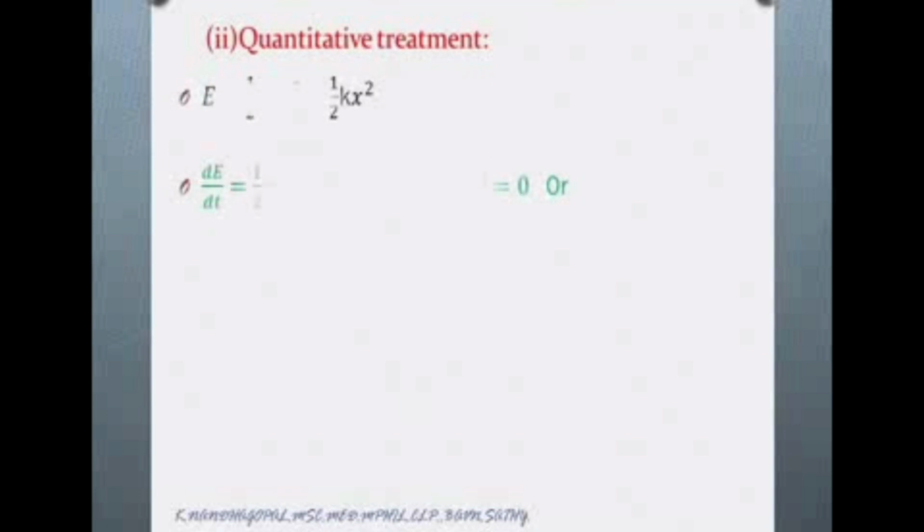In the quantitative treatment, E is equal to half m v square plus 1 by 2 k x square. This is what we saw last time, with the mass and spring system. The equation came as kinetic energy plus potential energy, half m v square plus half k x square. We differentiate both sides.